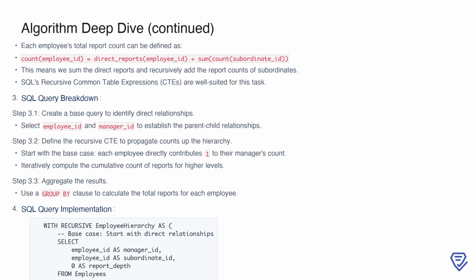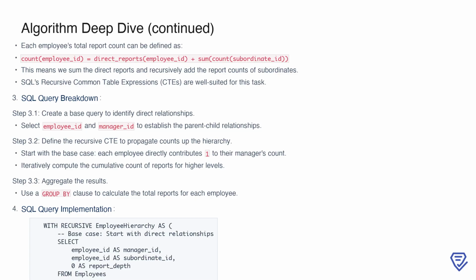The recursive relationship at the core of this problem can be expressed as the total report count for an employee being equal to their direct reports plus the cumulative counts of all their subordinates. In mathematical terms, the total count for an employee is the sum of the direct reports and the total counts of the employees reporting to them. SQL provides a powerful feature called recursive common table expressions, or CTEs, which is well suited for this hierarchical computation.